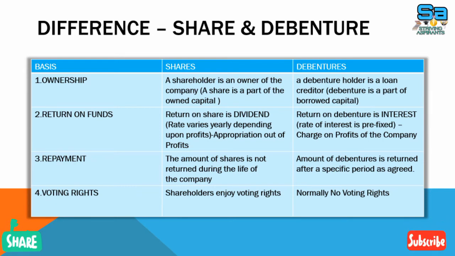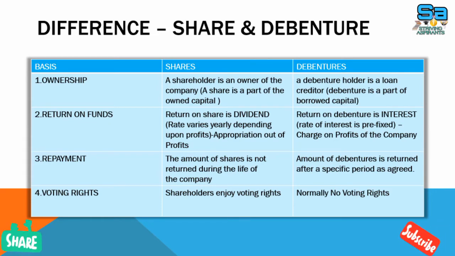Next point is voting rights. Shareholders get voting rights in the company, and after the voting, the selected persons will be getting sufficient place in the board of the company. But in the case of debenture holders, normally there will not be any voting rights in the company.